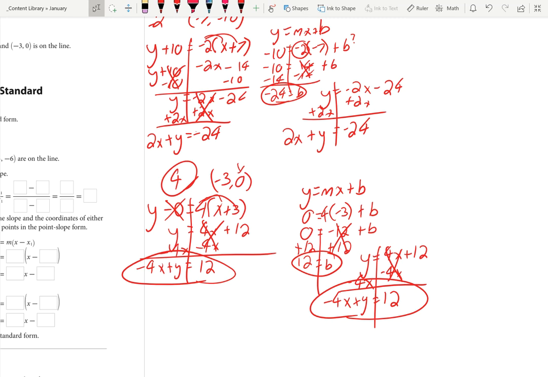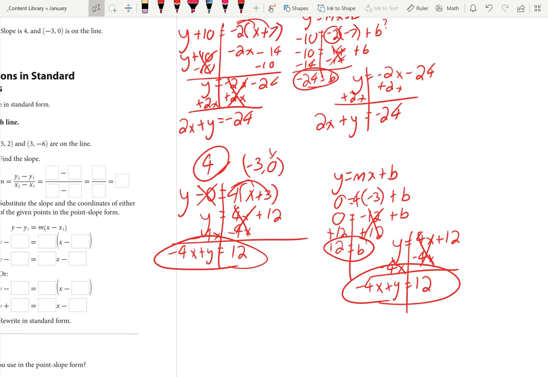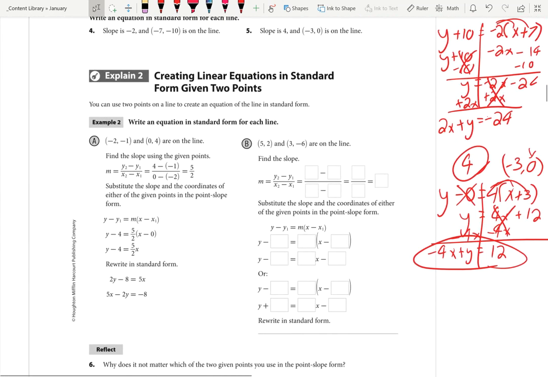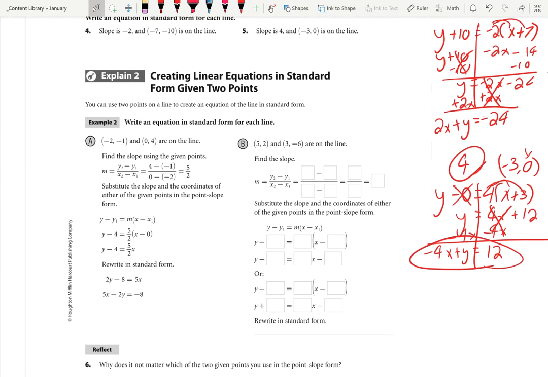You don't have to be able to do it both ways. I'm just showing you both ways so that you can choose. You have the freedom to decide for yourself which way you want to do it.